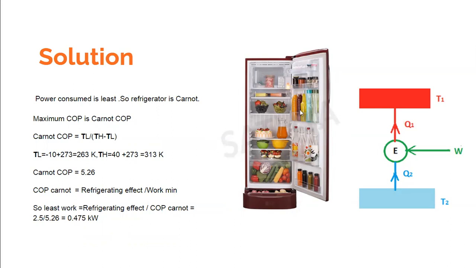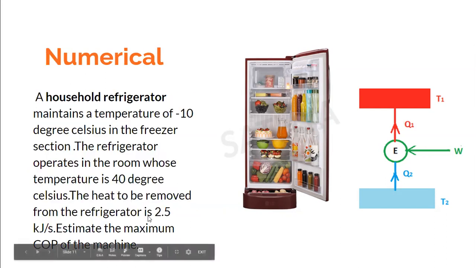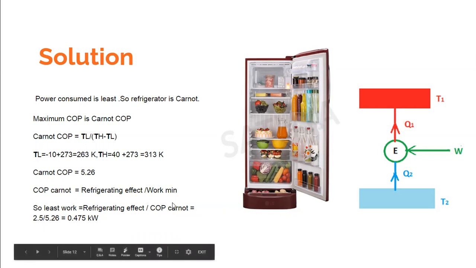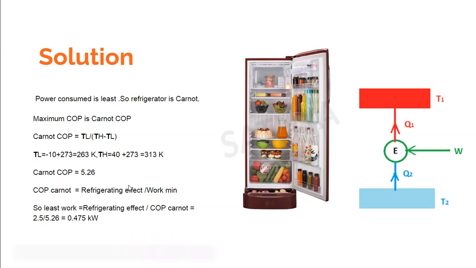So the coefficient of performance of a refrigerator is the ratio of the refrigerating effect upon power consumed. Now the refrigerating effect is given in this numerical as 2.5. So if you know the refrigerating effect, you can calculate the power consumption by knowing the Carnot COP, because the Carnot COP is known, 5.26, and the refrigerating effect is known, which is 2.5.